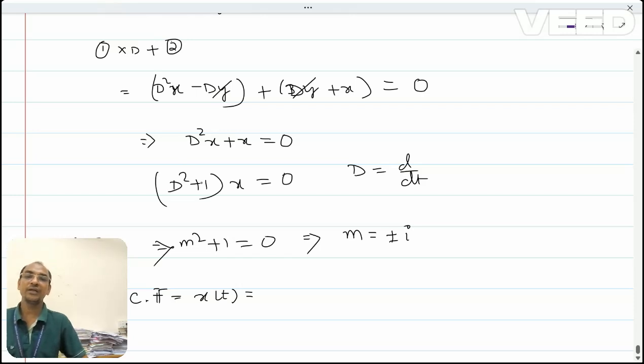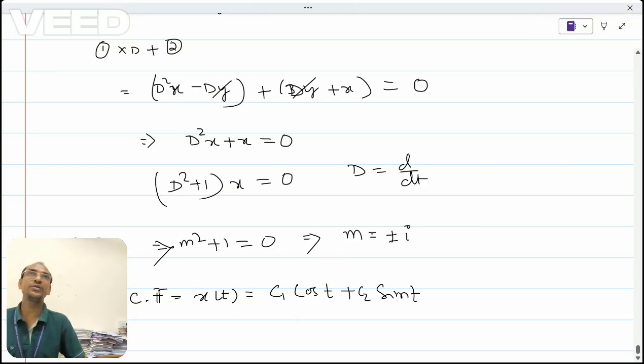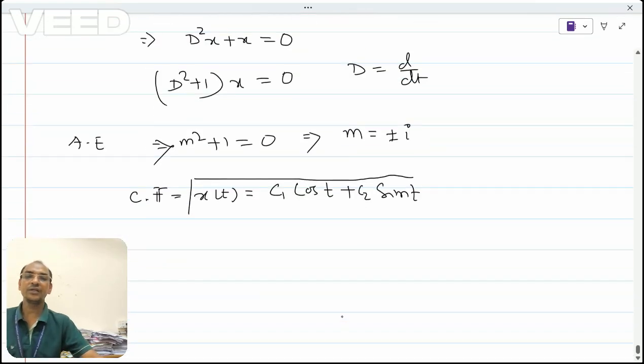The complementary function will be nothing but the solution x. Here it is in terms of D, so the solution will be c1 cos t plus c2 sin t, because beta is 1. And the real part is 0, so e to the power 0 into t will be 1. So this is the value of x(t) you got.